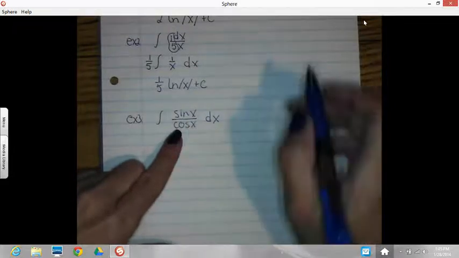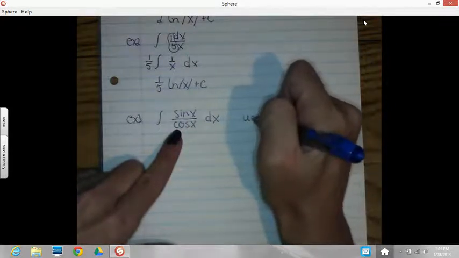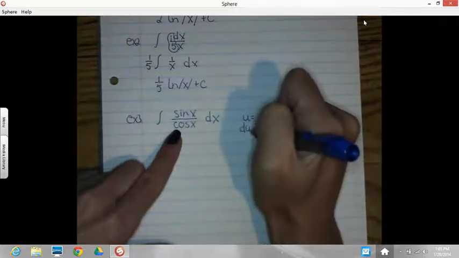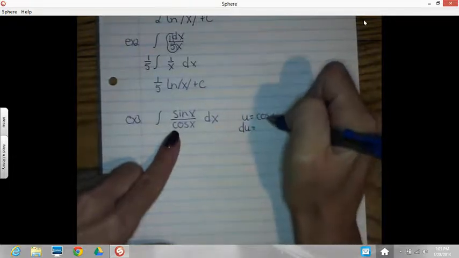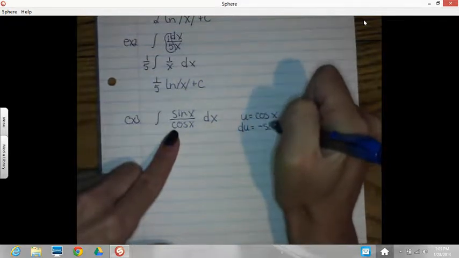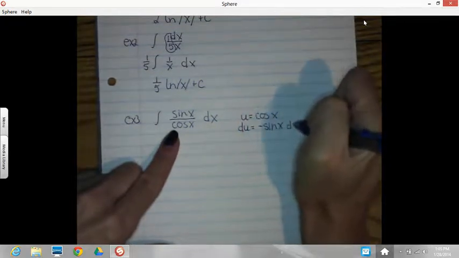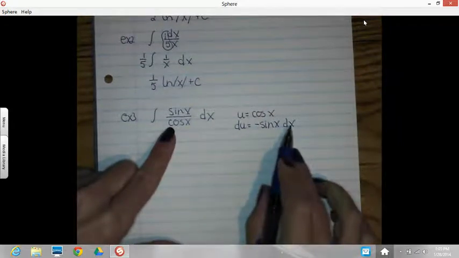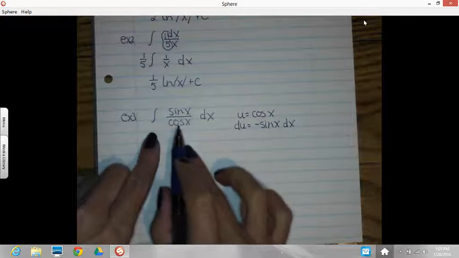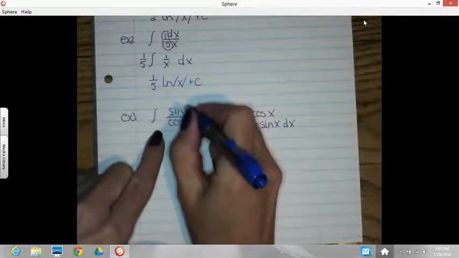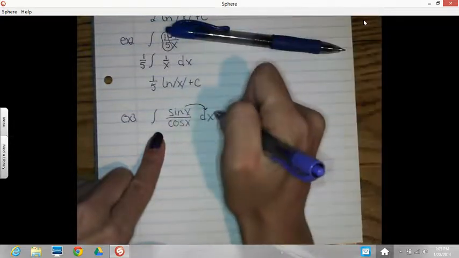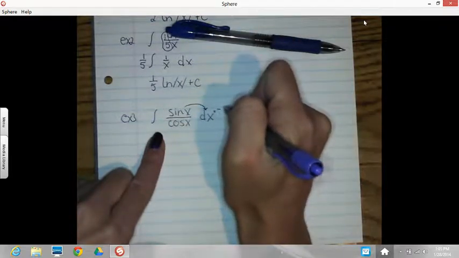So if I think about it, if I let u equal the cosine, the du is derivative of cosine, which is a negative sine x dx. So that tells me I need a negative sign attached to the dx in order for this to be a 1 over u situation. And I've got the sine here. I'm just going to slide it over. The other thing I have to do is multiply by a negative 1. If I multiply by a negative 1 here, to keep it balanced, I'm going to multiply by a negative 1 here.